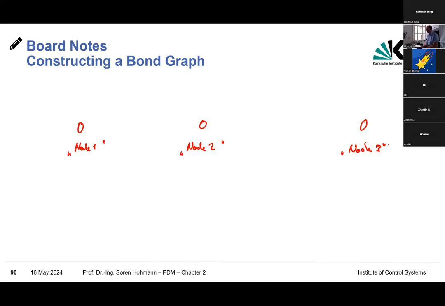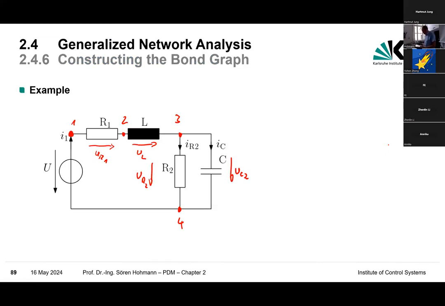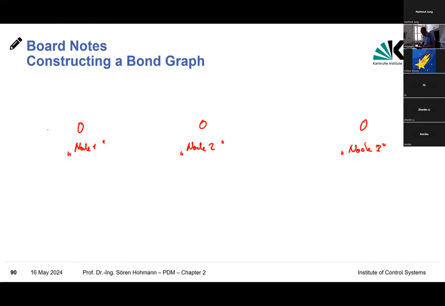Now each node is associated with a specific effort variable, because there a specific voltage is present. Now I know node 1 is completely governed by the voltage source, because U defines exactly the voltage or the effort of node 1. Clear. So what we can say, node 1 is directly governed by a voltage source of U.